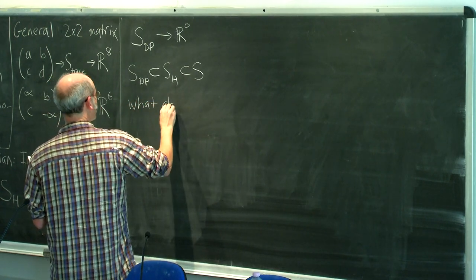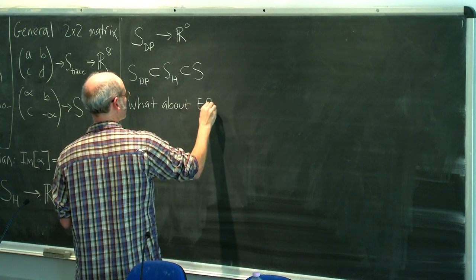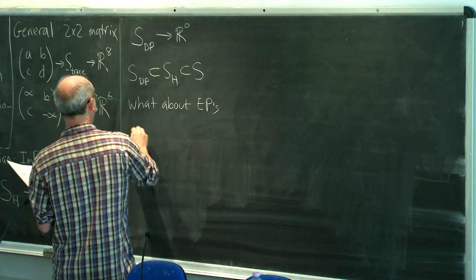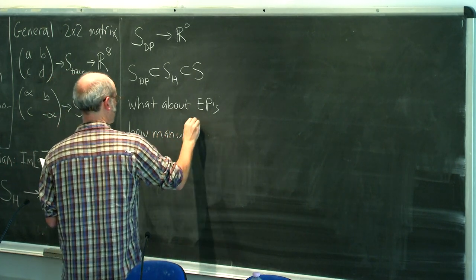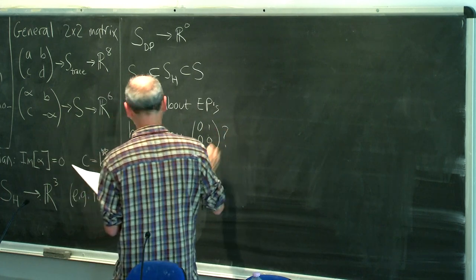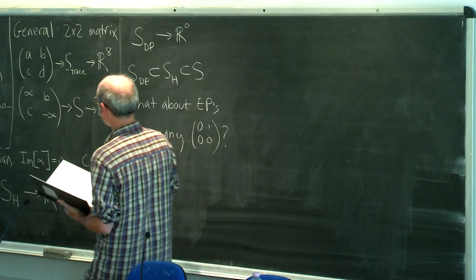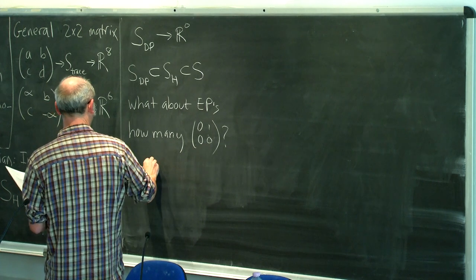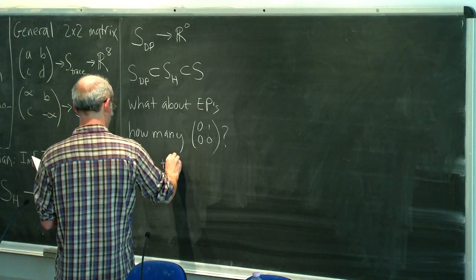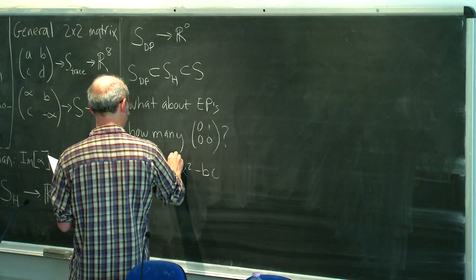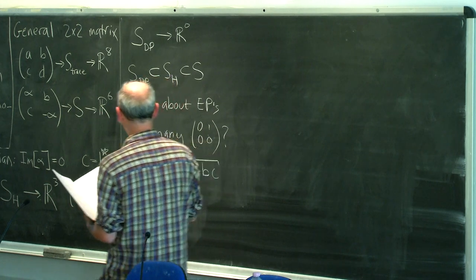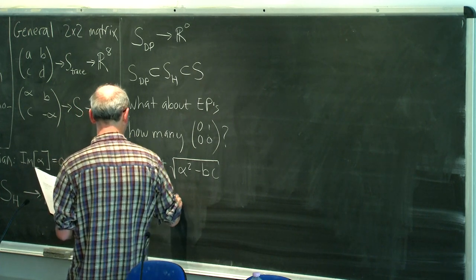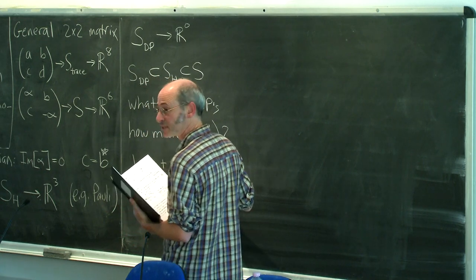But let's now ask about the space of exceptional points. Okay, how many matrices can I find whose Jordan normal form would be this? And the answer is an awful lot. If I go to this matrix and write out its characteristic polynomial and solve for its eigenvalues, I would find that the eigenvalues are plus or minus the square root of alpha squared minus bc. Okay. So if I want my two eigenvalues to be equal to each other, I want these two possible solutions to be equal, that means this thing has to be zero.